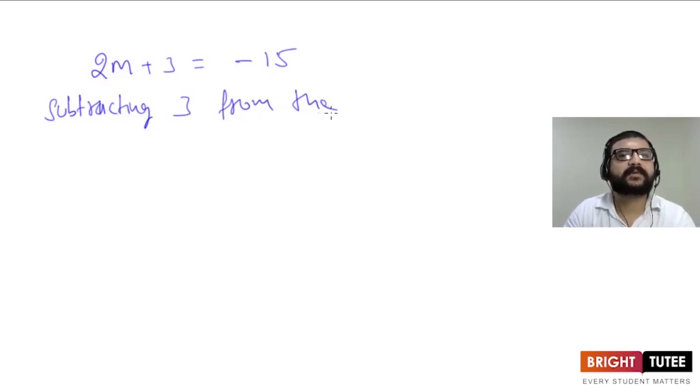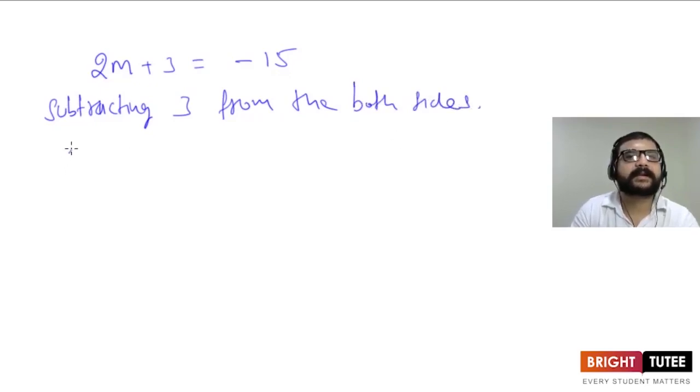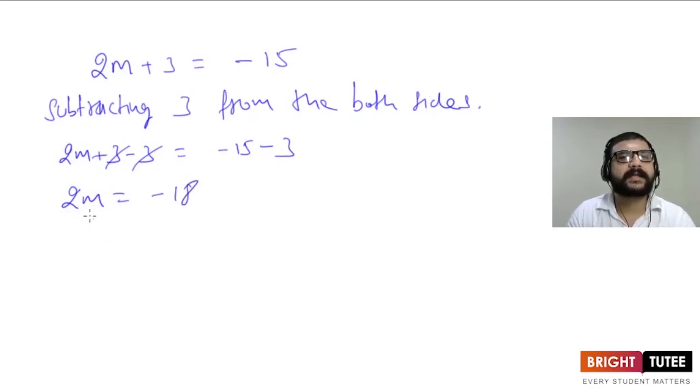By doing that, what are we going to get? We will get 2m plus 3 minus 3 is equal to minus 15 minus 3. Now plus 3 and minus 3 will be cancelled out. We are left with 2m is equal to minus 15 minus 3, which is minus 18. Now from here, how do we get the value of m? What should we do for that? Let's divide both the sides by 2.